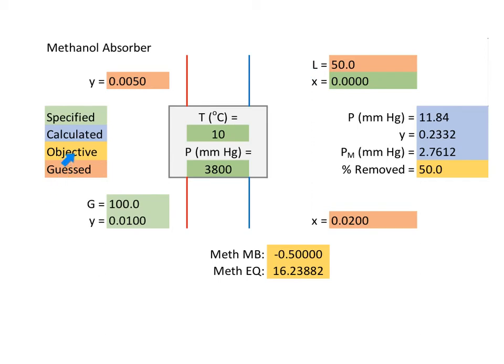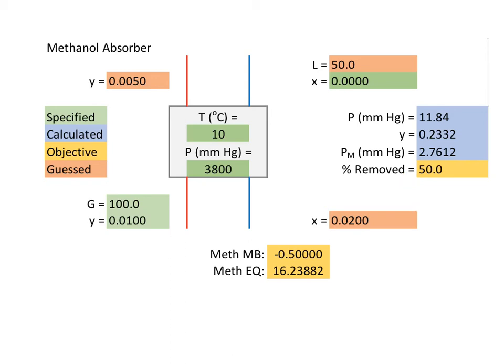The objectives, shown in this kind of goldish color, are the three equations that we will set equal to 0 in Solver. Everything in those equations would move to one side so that it should equal 0 when solved. So we have the methanol mole balance, an equation for the equilibrium, and the percent removed, which was a process specification.